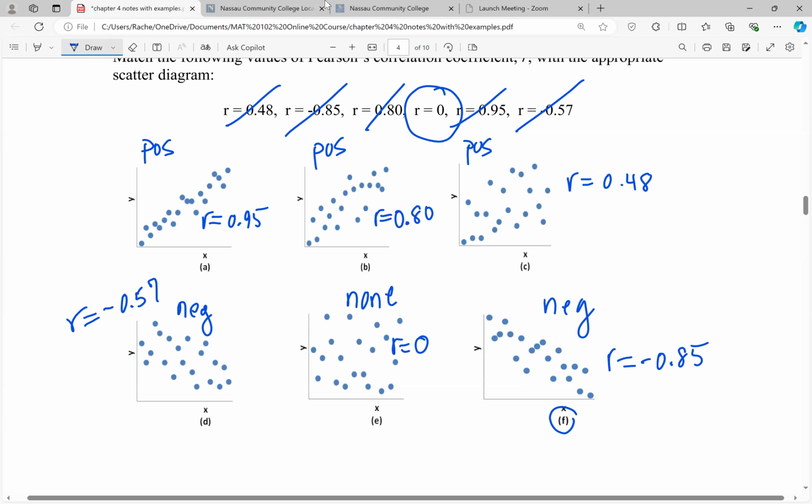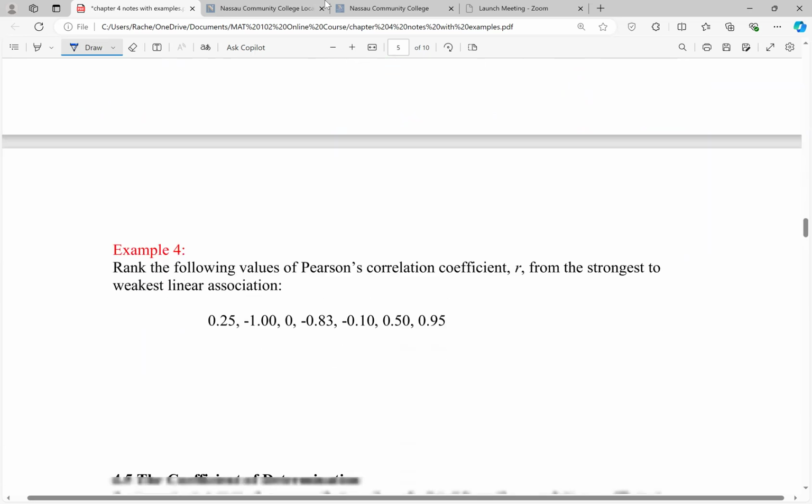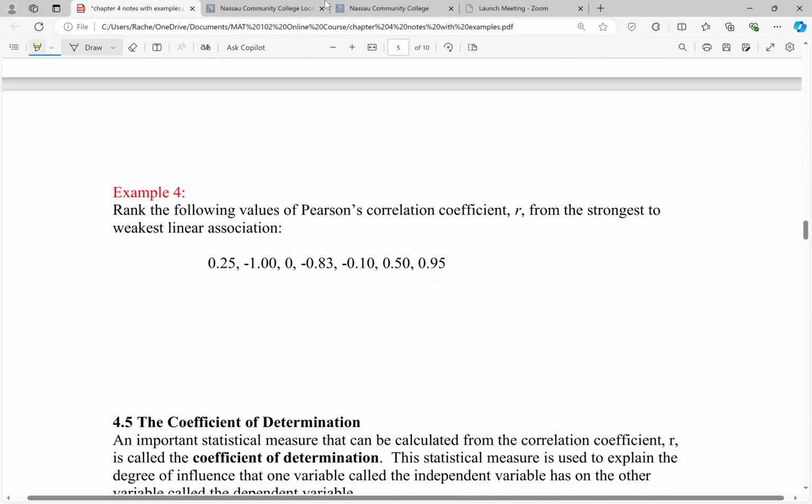So let's do one more example and then we'll wrap up this lesson. Let's look at example 4. So what I want you to do in example 4 is I want you to rank the following values of the correlation coefficient R from strongest to weakest. So I gave you 7 R values, and we want to put them in order, not numeric order, but order from strongest to weakest.